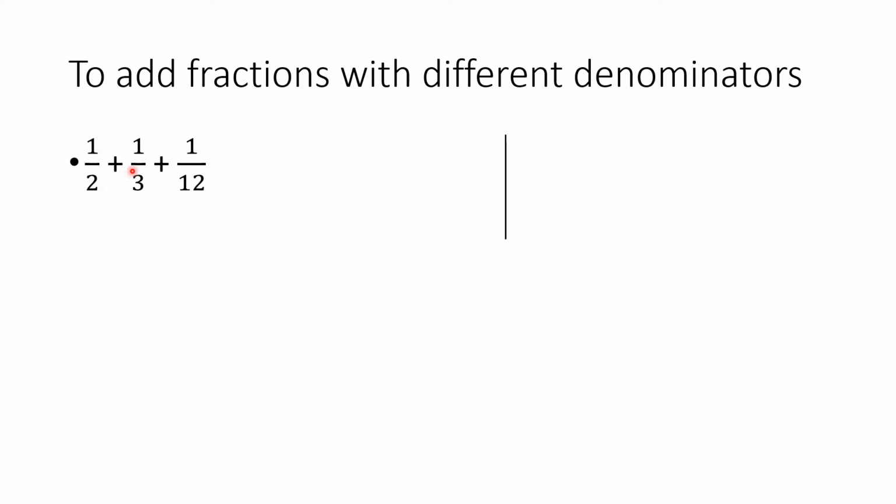1 by 2 plus 1 by 3 plus 1 by 12. Now again, what do we need to find out first? The LCM of the denominators. So the denominators are 2, 3, 12. What is the common divisor of 2, 3 and 12? No, there is no common divisor of all these three numbers. But yes, for any two numbers, we have a common divisor.